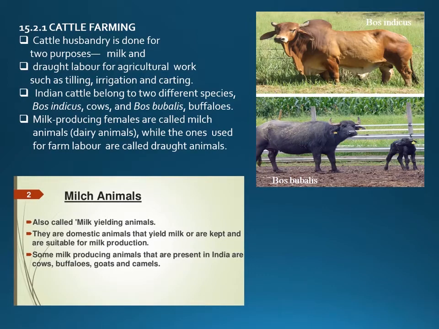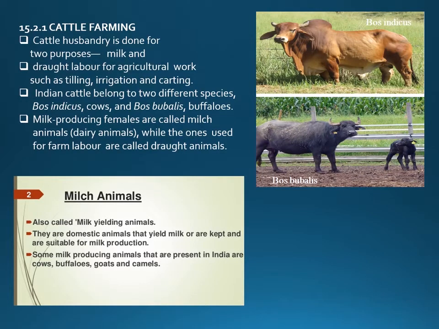Indian cattle belong to two different species. One is Bos indicus and the other is Bos bubalis. Bos indicus is the cow and Bos bubalis is the buffalo, as shown in the figure. Milch animals, the milk yielding animals, are called milch animals. The C is silent. So they are also called milk yielding animals.